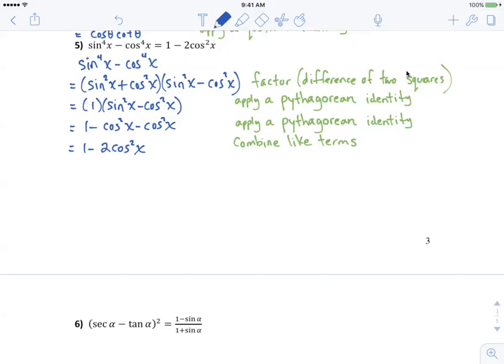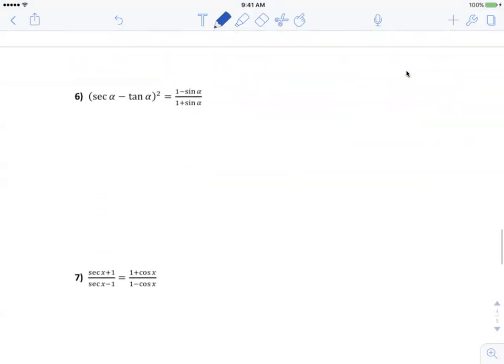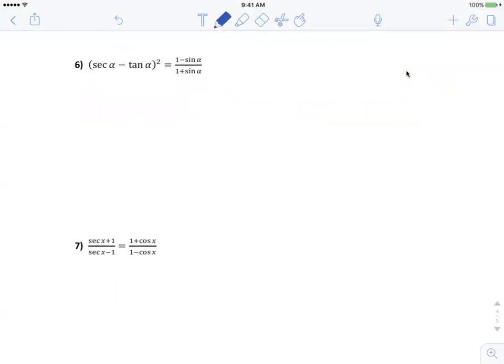Anyway, let's continue. Let's go on to number 6. So here we have this one. Let's see if we can change that left side into the right side somehow, some way. The first thing I'm looking at is a quantity squared. I feel like I want to multiply that out to see what develops.